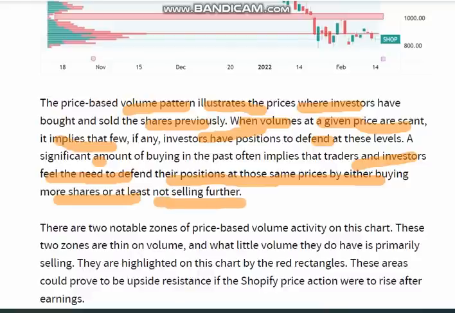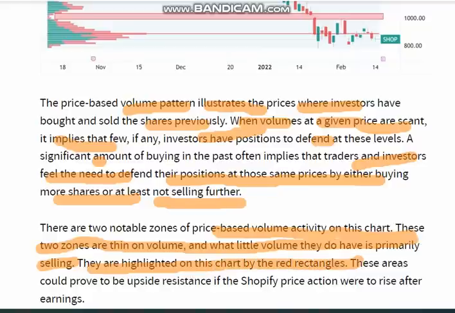There are two notable zones of price-based volume activity on this chart. These two zones are thin on volume, and what little volume they do have is primarily selling. They are highlighted on this chart by the red rectangles. These areas could prove to be upside resistance if the Shopify price action were to rise after the earnings.